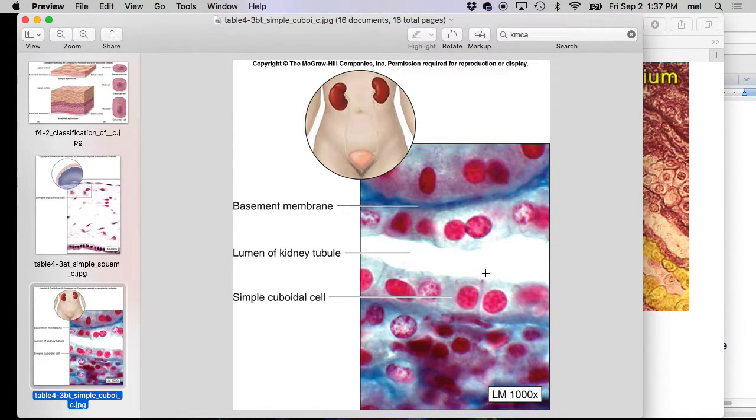Can you tell this is an epithelium? Yeah. Can you tell it's simple? What would you guess is the shape of the cells? Cuboidal. So you would call it simple cuboidal, and the last word is always epithelium.